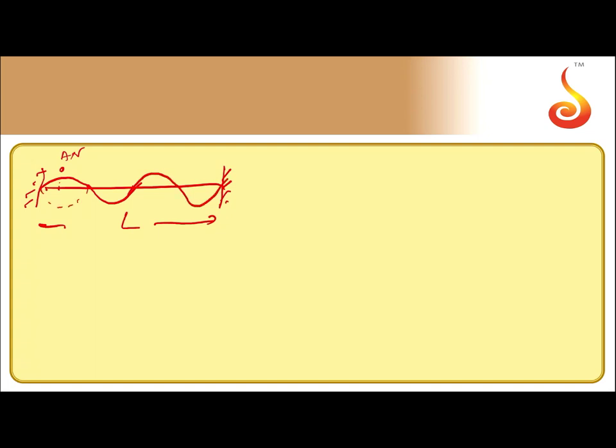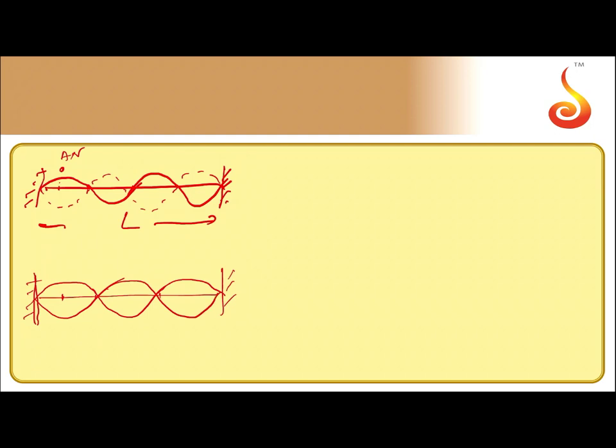So, you notice the number of loops here. This is the situation corresponding to the first case. In the second case, same wire. And this time it is plucked at a distance L by 6. So, I am going to divide it into three parts and this is L by 6. This is the construction for the second case.